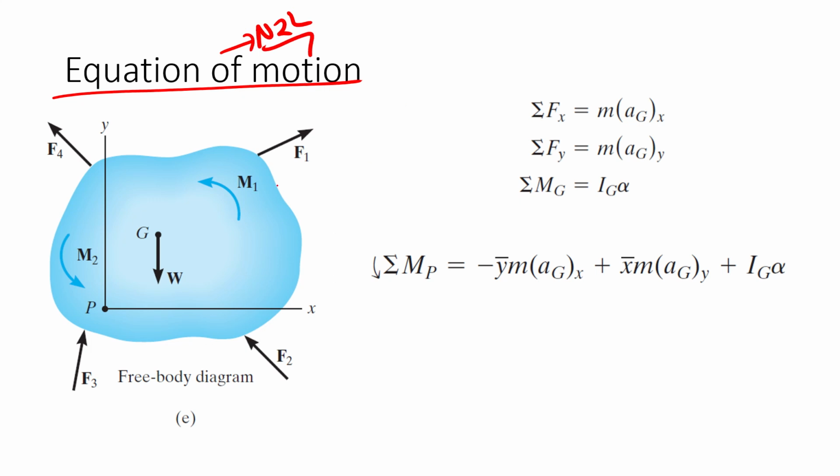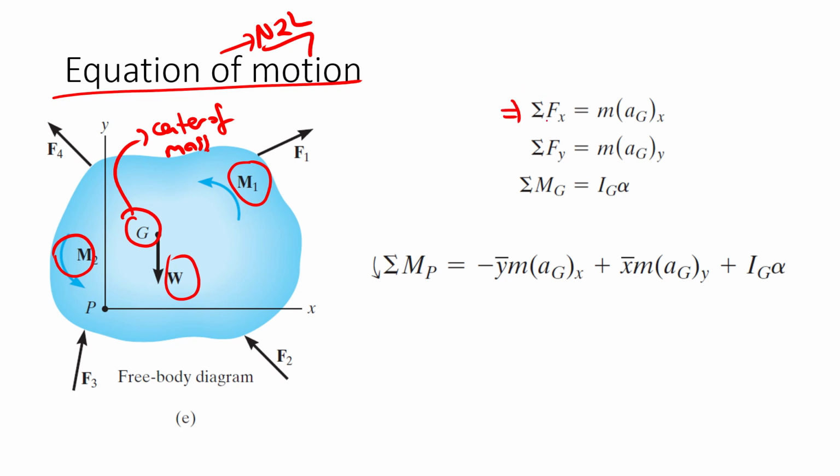The first is that assume that we have a rigid body with different forces like F1, F2, F3, F4, in different directions. In addition, we have the moments, we have the weight of the body, and then we have the center of mass of the body. Then we will write equations of motion.